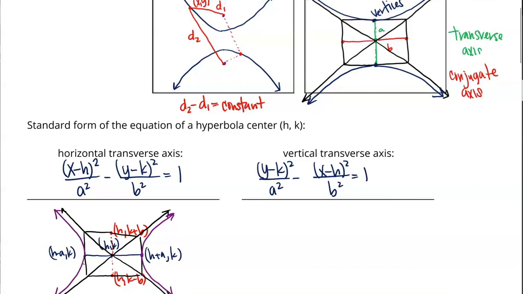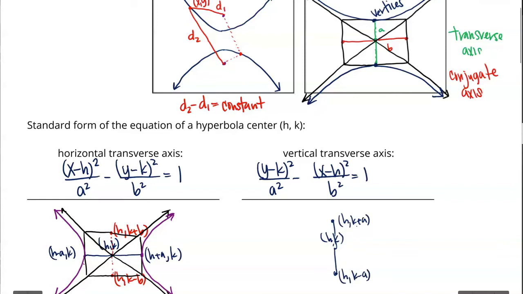Okay. If it is a vertical transverse axis, here's my center at h comma k again. For the a value, I'm going to move in the vertical direction. So we would go up a, and this point would be at h comma k plus a. And if we go down a units, this one would be at h comma k minus a.